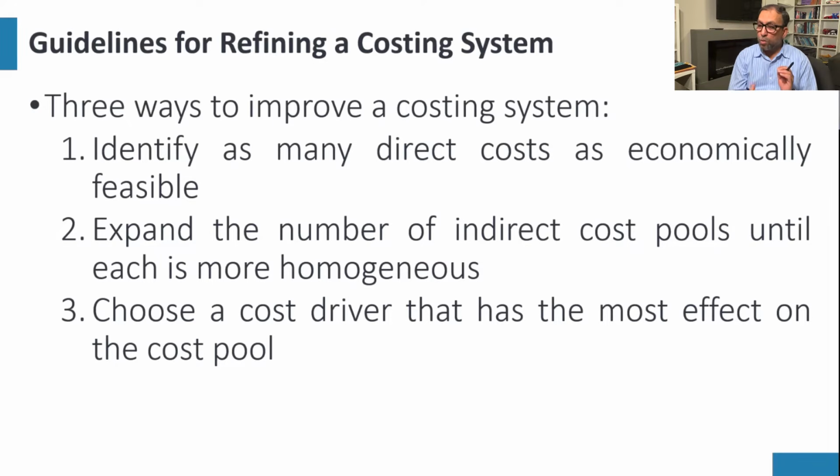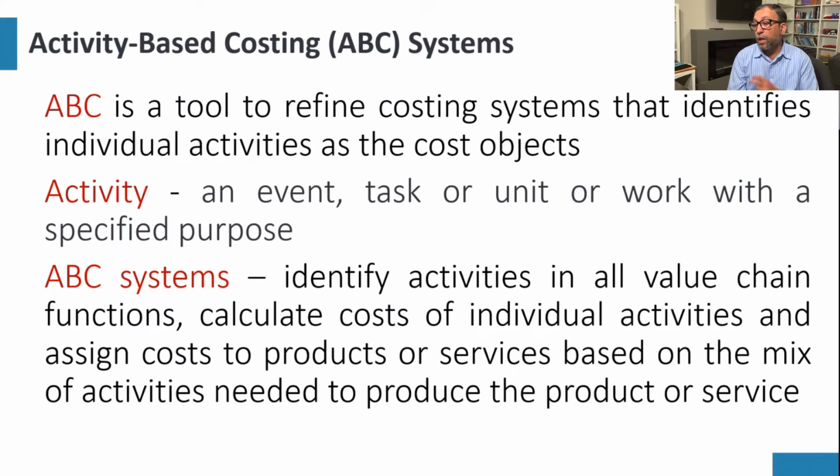They are more homogeneous as compared to the big pool. Choose a cost driver that has the most effect on the cost pool. So try to divide the pool of indirect costs into homogeneous small pools and then find out the driver for each pool. So this is the way that ABC is working.